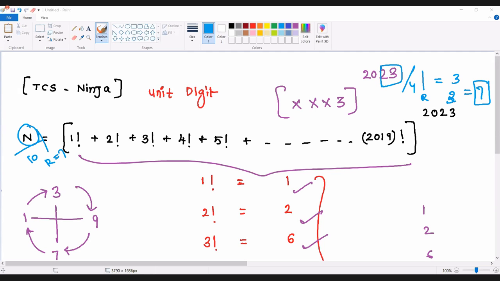The answer choice for the question is going to be 7. That's how you can solve the question. I will ask a question. Please try to tell me the answer choice for the question.